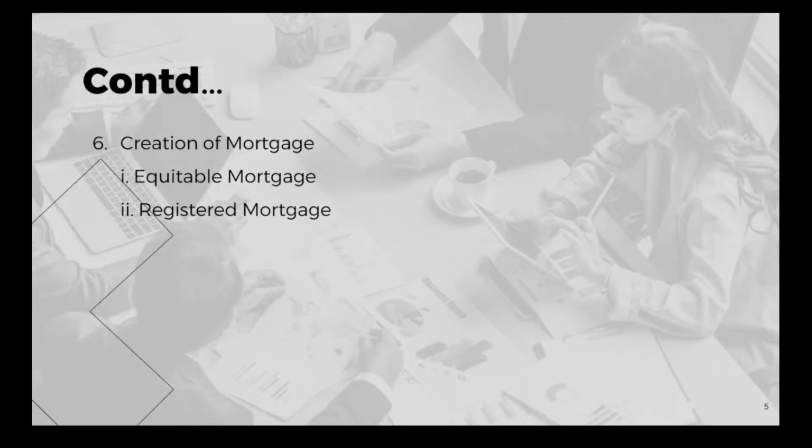The stamp duty for equitable mortgage is, since it is a state subject, it differs from state to state. So it is from 0.1% to 0.3% of the loan amount. This has to be paid by the borrower.